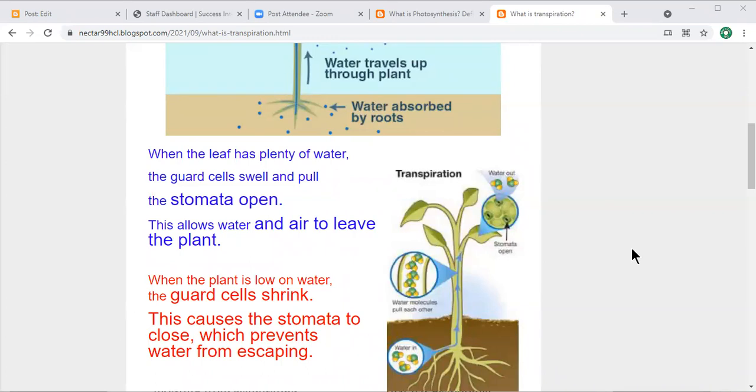Yes, teacher. Where are the cell walls? Okay, I will tell you.